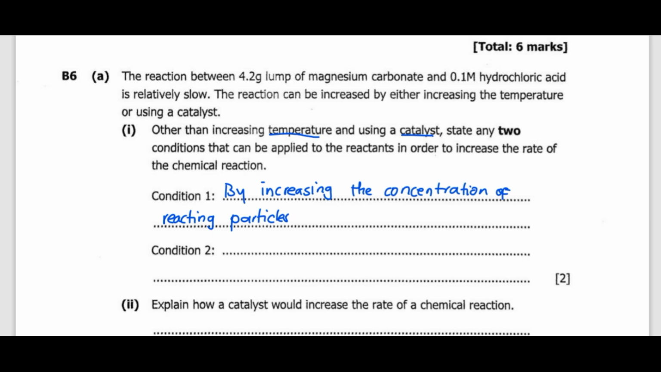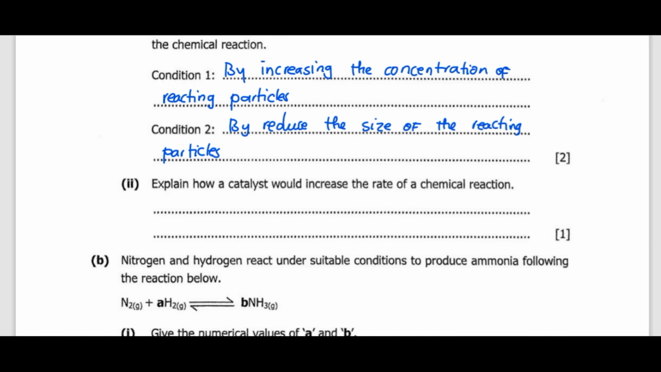Then condition number 2, by reducing the size of the reacting particles. We know that particles with smaller size tend to react faster compared to the ones with larger size. Then Roman number 2, explain how a catalyst would increase the rate of a chemical reaction.